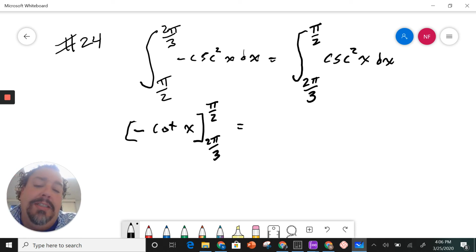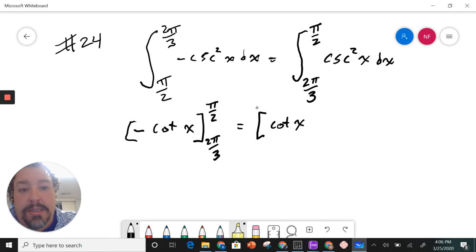Now, even at this point, since we have this negative here, we could change the bounds. So that is going to be the same as cotangent x, and just change these bounds. So now it's 2 pi over 3 at the top and pi over 2 down here.